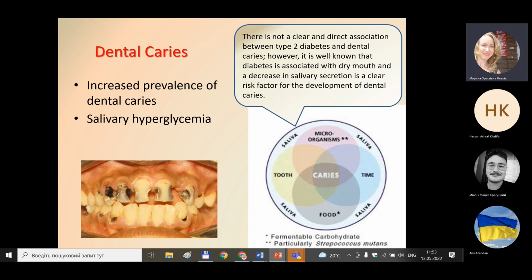caries. And in the case of diabetes mellitus, due to microangiopathy, salivary gland acini are destroyed. That's why salivary glands cannot produce saliva at all, or they produce it in small quantity or with a bad quality. So in any case, there is xerostomia.